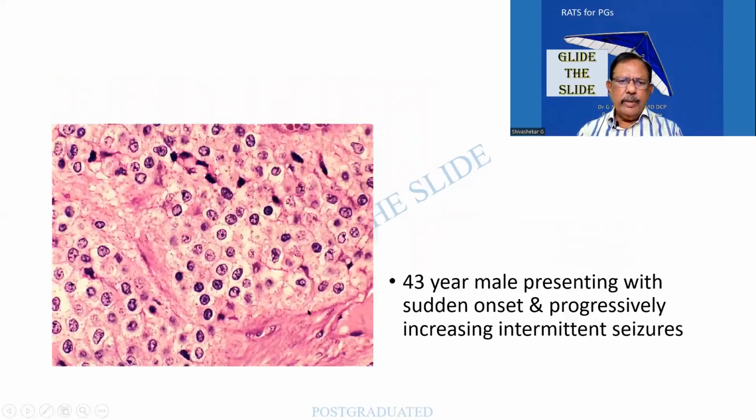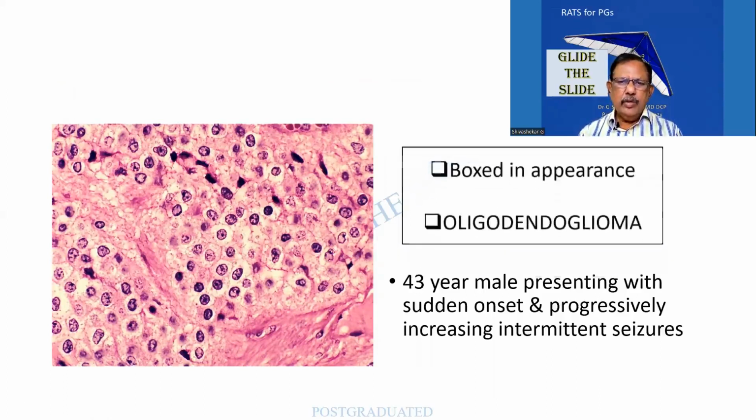So what I would like you people to appreciate is there is a polygonal or a hexagonal outline of the cells that could be seen. Secondly, there is a clear cytoplasm, and this is always described as a boxed-in appearance or a fried egg appearance. And the diagnosis is oligodendroglioma.